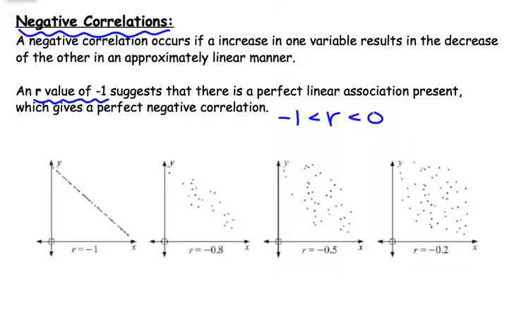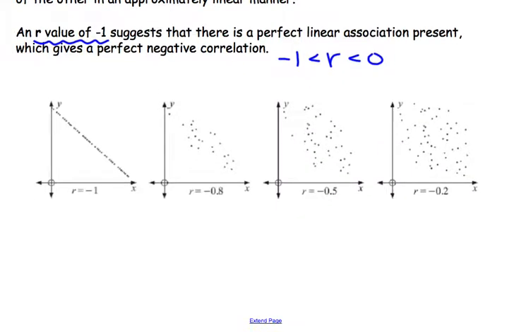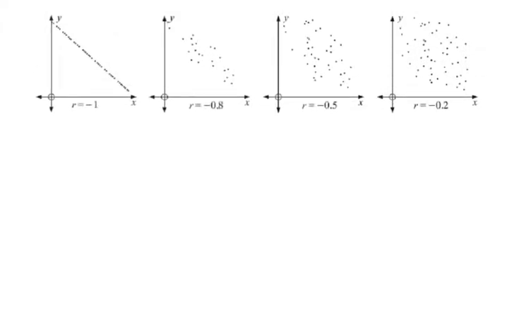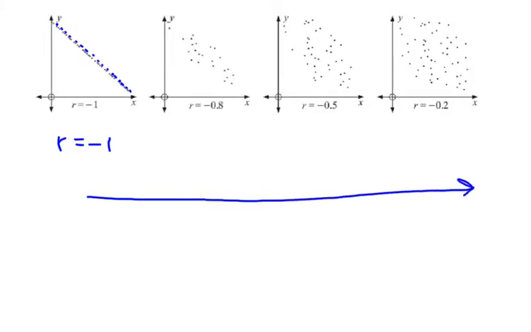So just like positive correlations, the strength of the correlation is shown here. When R equals -1, very strong negative correlation altogether. As we move along here, the closer we get to 0, the strength decreases. So you'll notice the pattern, more spread out, even more spread out, more spread out.